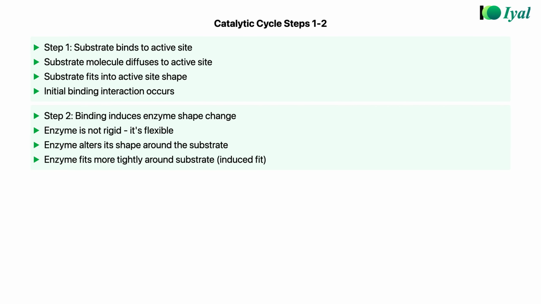When the substrate binds, the enzyme doesn't just passively hold it. The enzyme changes shape. It wraps more tightly around the substrate. This movement is important. It positions catalytic residues perfectly for the next step.